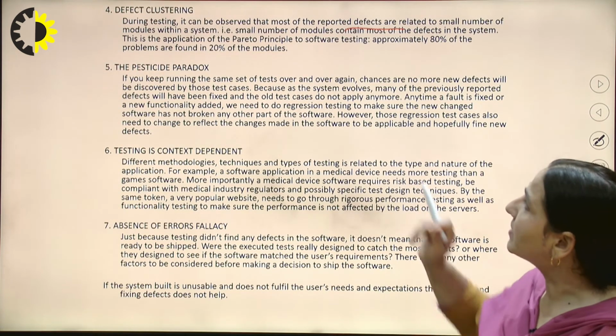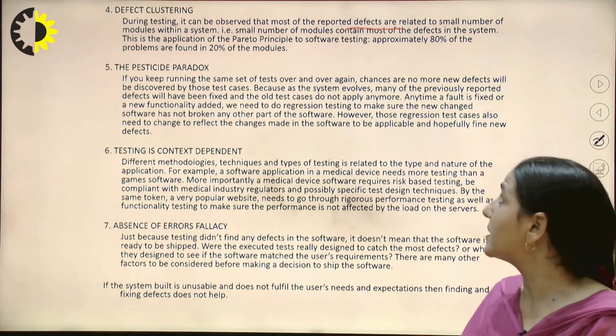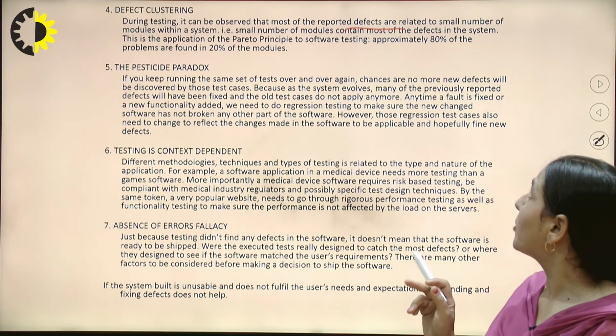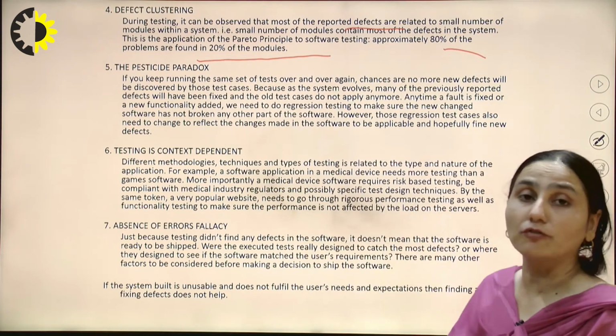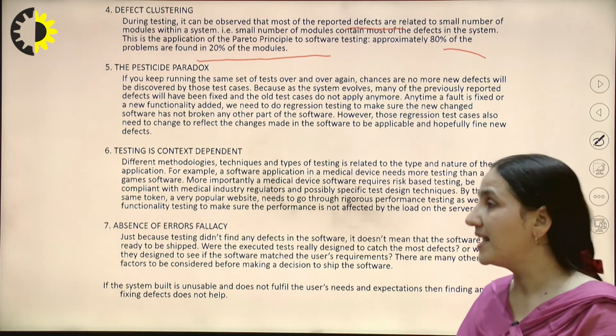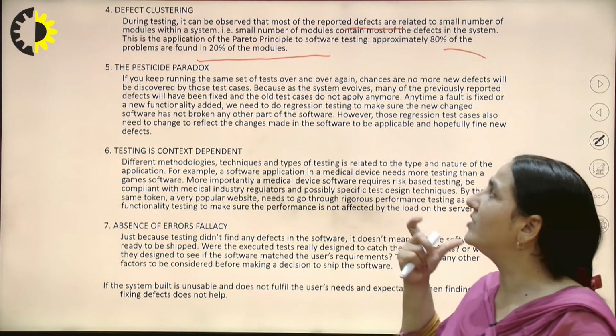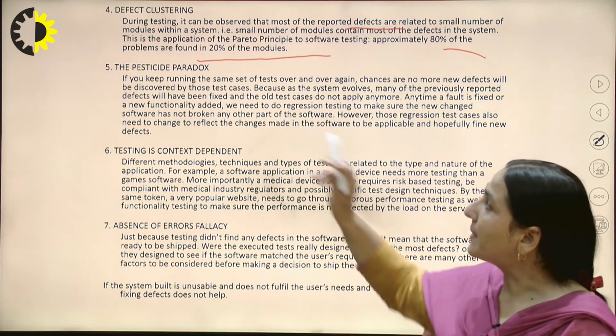This is an application of the Pareto principle to software testing. Now, what does this principle say? It simply says that approximately 80% of the problems are found in 20% of the modules. This is a very important line: 80% of the problems can be found in just 20% of the modules. Next is the pesticide paradox.